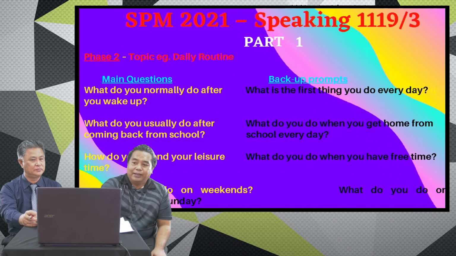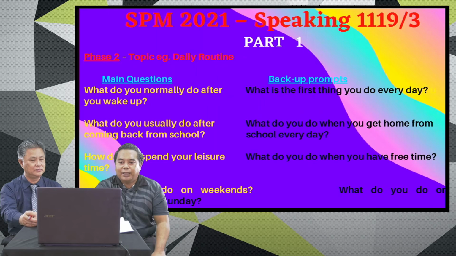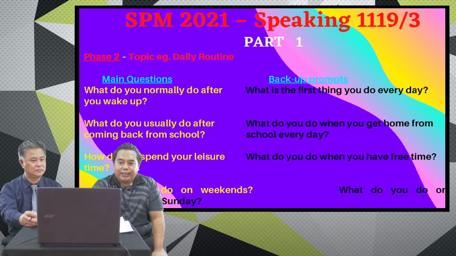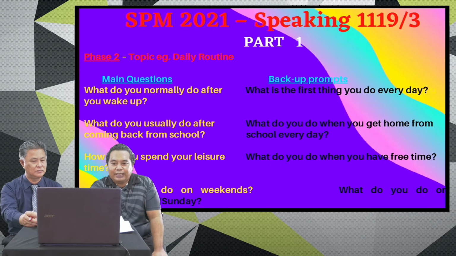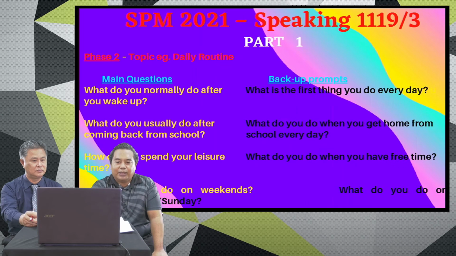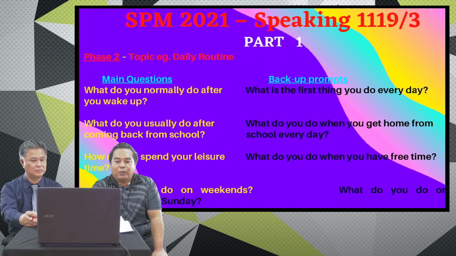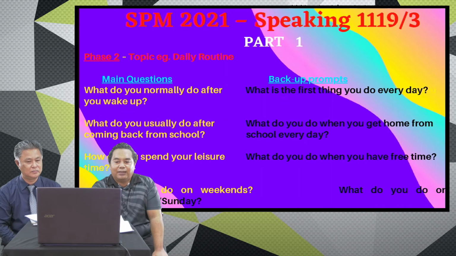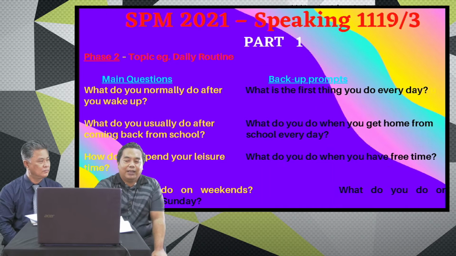Phase 2, topic. As an example, daily routine. Main question: here is daily routine. There will be 3 to 4 questions about a topic. For example, what do you normally do after you wake up? And then they ask, what do you usually do after coming back from school? How do you spend your leisure time? What do you do on weekends? So notice that these 4 questions are interrelated. They are related to the topic daily routine.